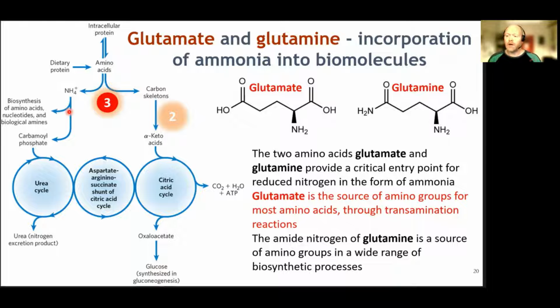nitrogen-containing compounds. Glutamate and glutamine are critical entry points for nitrogen in the metabolism. So recall, glutamate tends to donate its amine group to other amino acids, and its alpha keto acids enter the citric acid cycle. At the other end, glutamine generally is a source of ammonia and can enter the urea cycle. So we'll look at this left-hand path in what follows with a focus on regulation of the nitrogen metabolism.